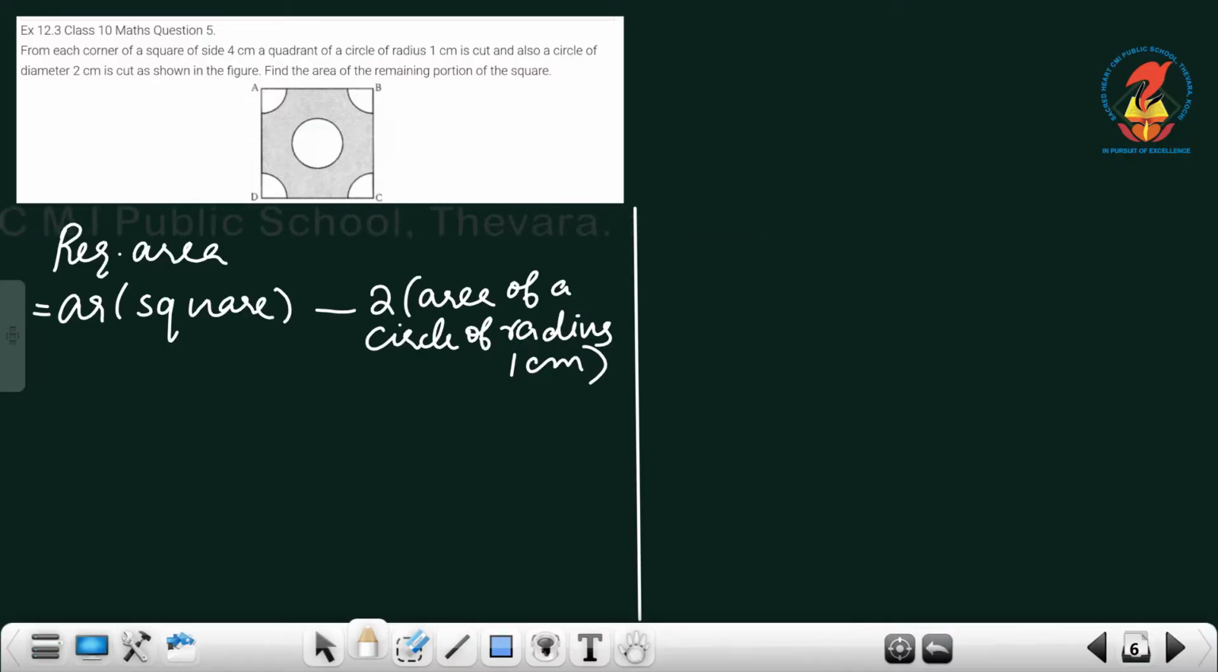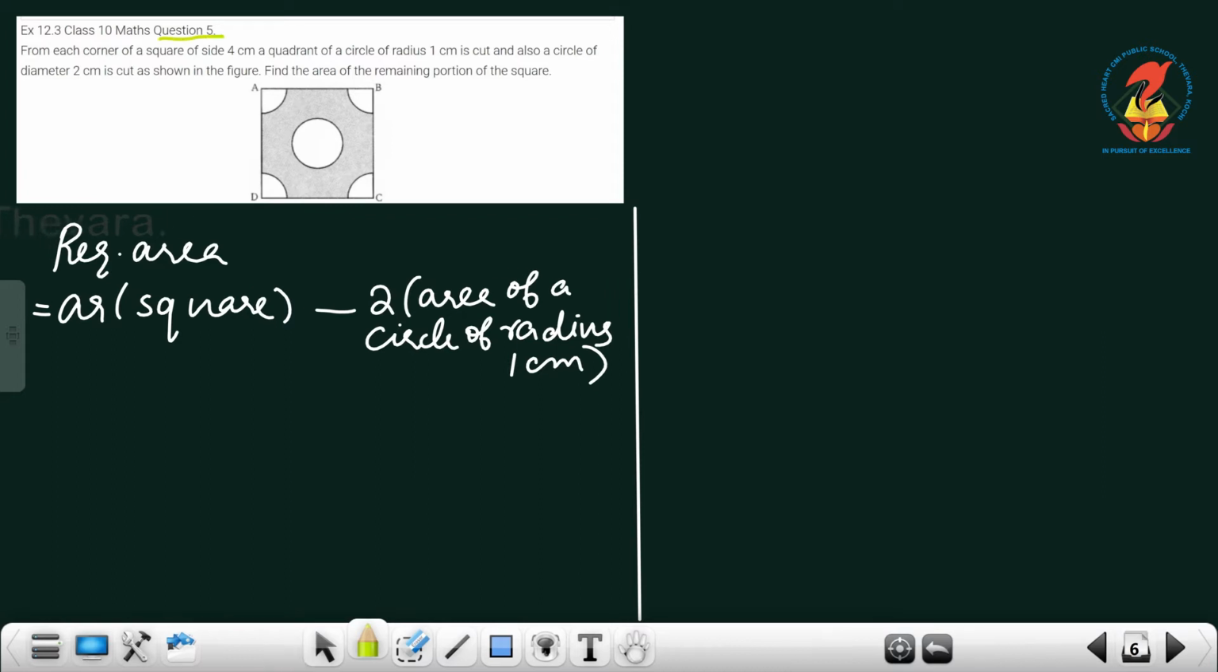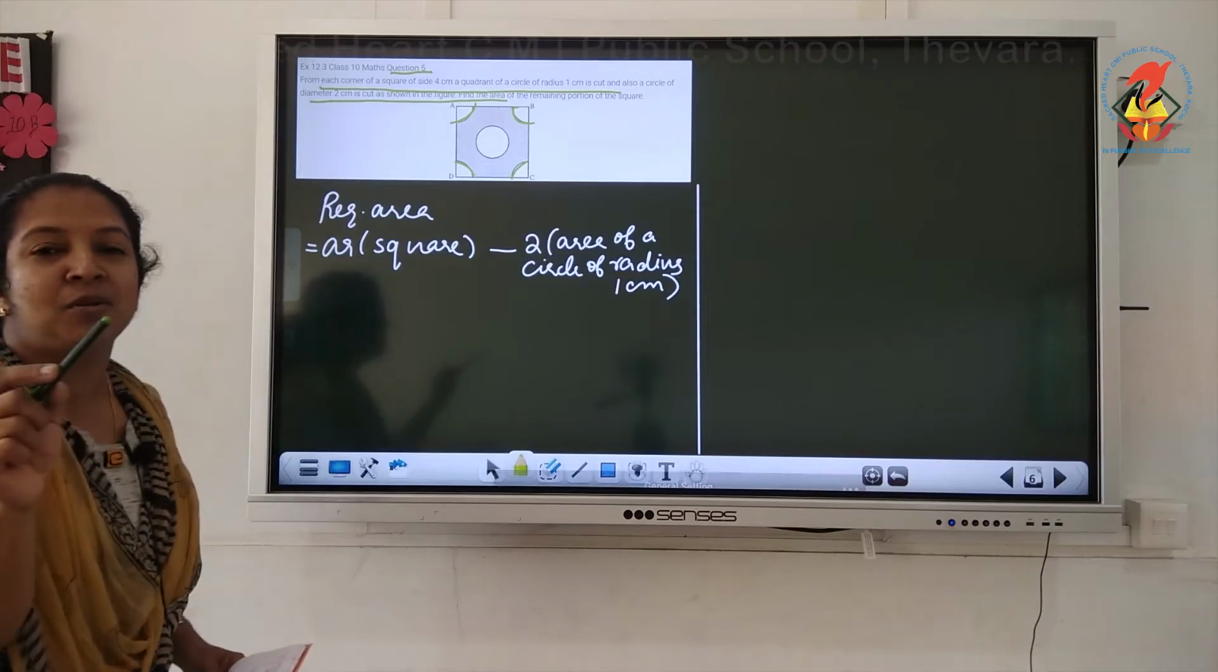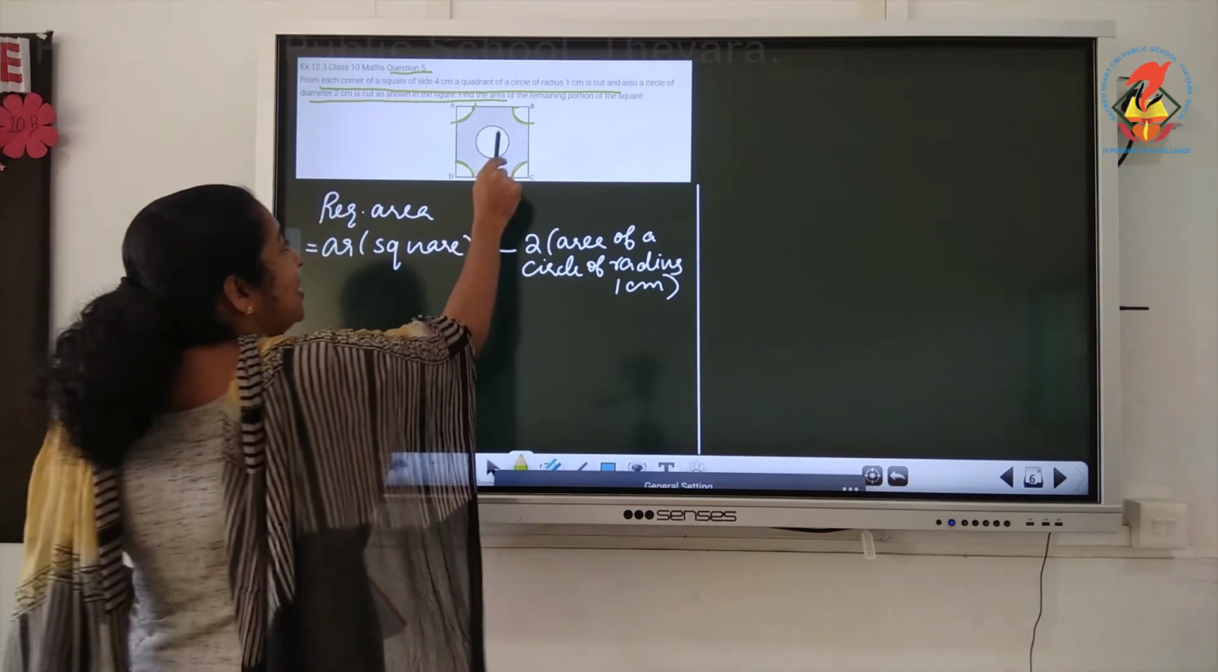Then 6th question. No, 5th question it is. 5th question, question number 5. From each corner of a square of side 4 cm, a quadrant of a circle of radius 1 cm is cut, and also a circle of diameter 2 cm is cut. So, 4 quadrants are cut from this of radius 1 cm. So, 4 quadrants means 1 circle. What about here? Again 1 circle.